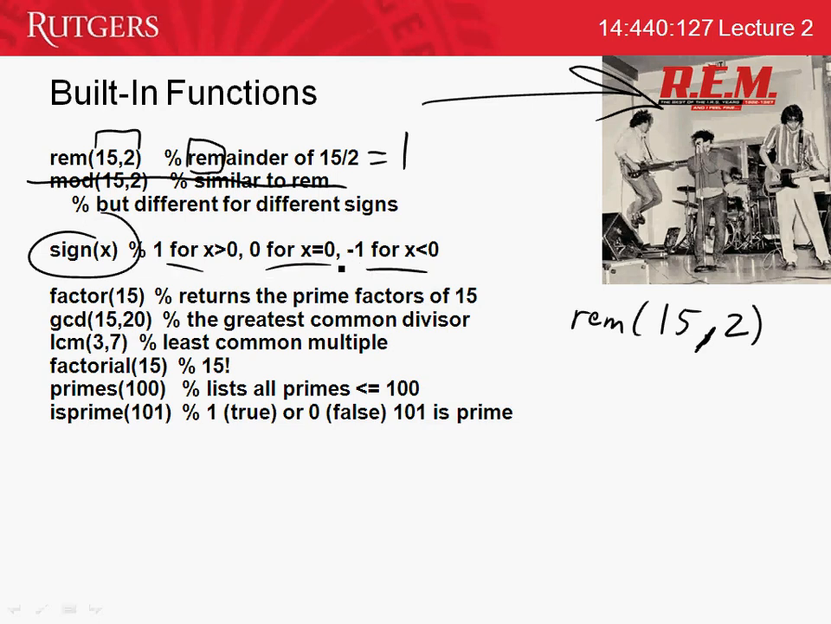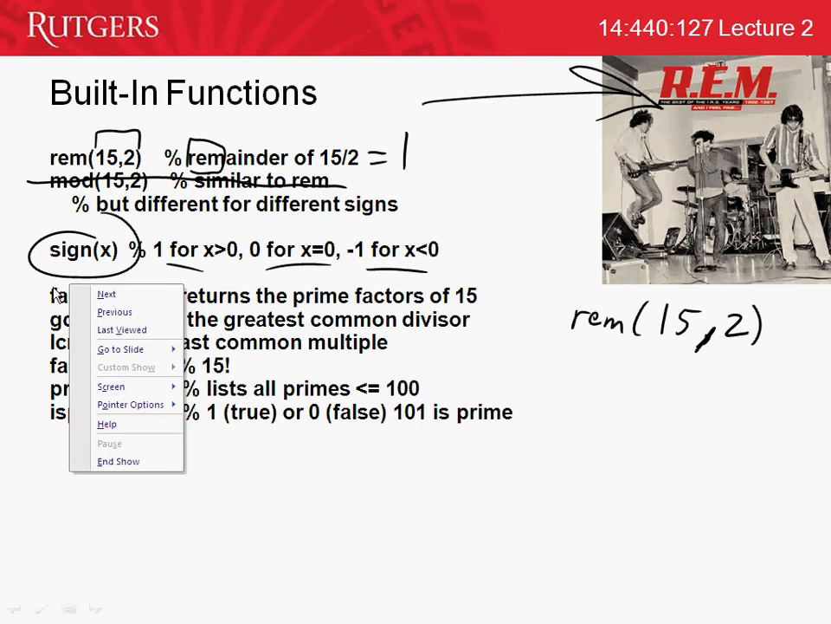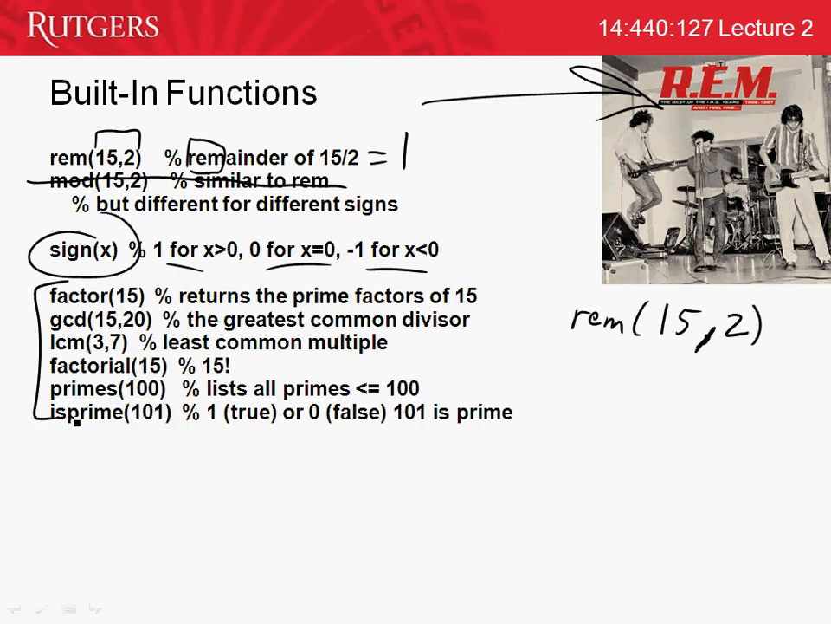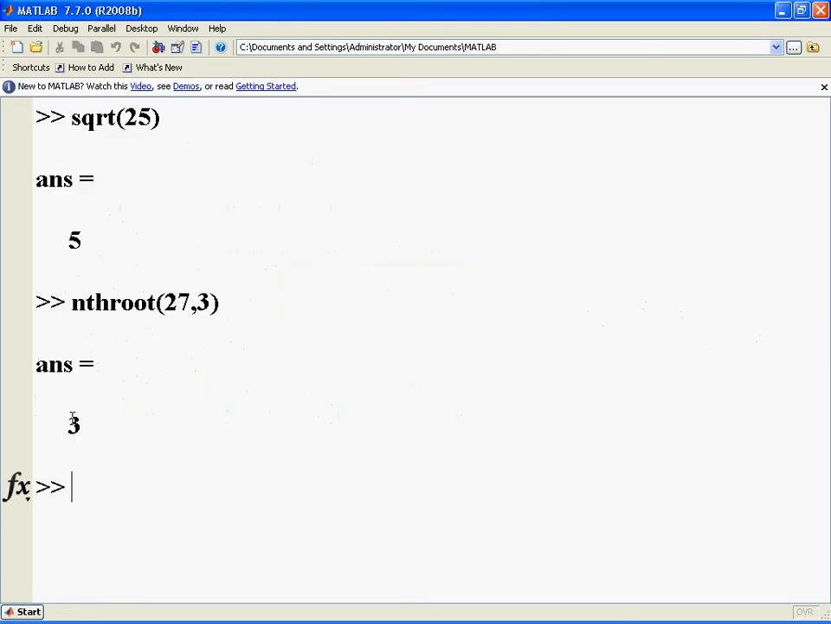Okay. Now we'll look at a couple more math functions. You can factor numbers. The factor function returns the prime factors of 15. Okay, so let's look at some examples of that. If you factor 15, it'll give you 3 and 5. Those are the prime factors.